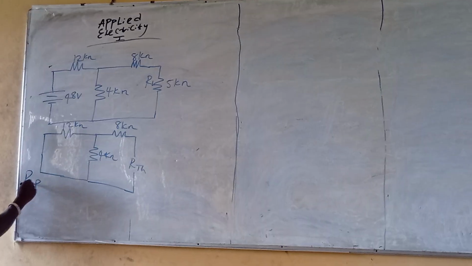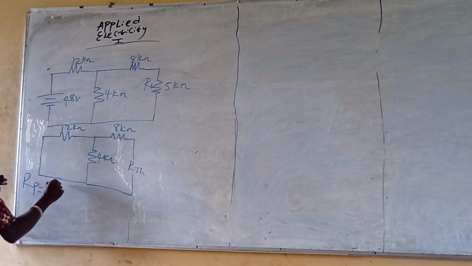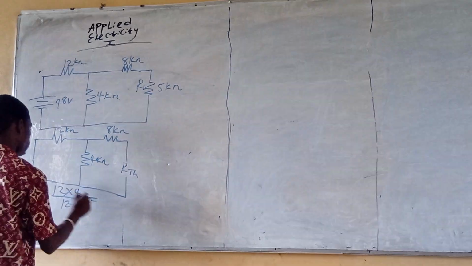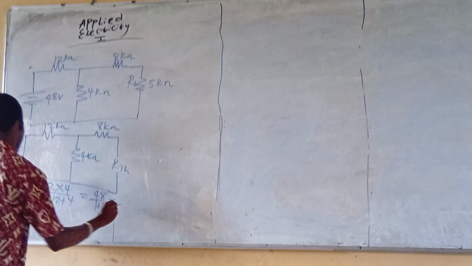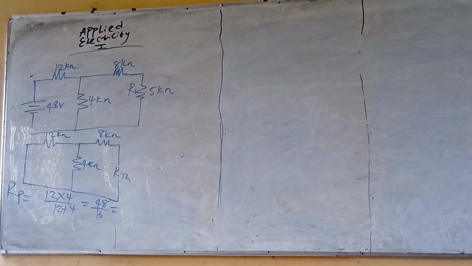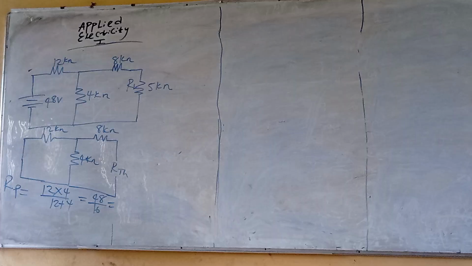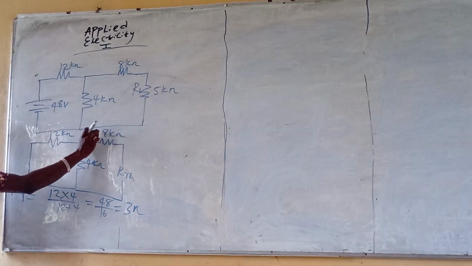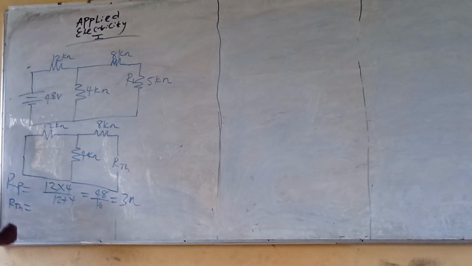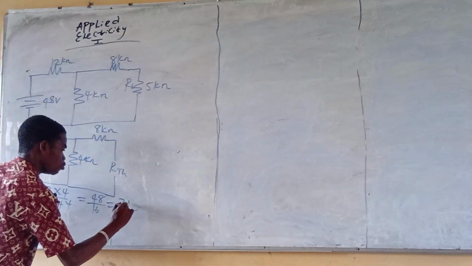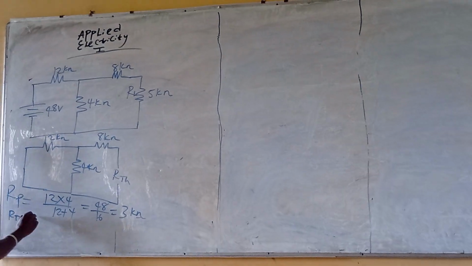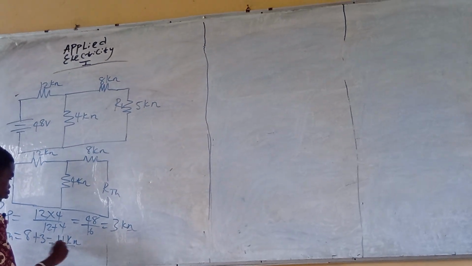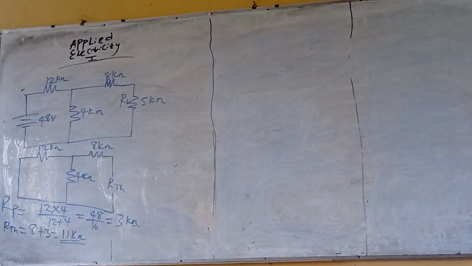So let's solve for our parallel first. Our parallel is going to be equals to 12 times 4 divided by 12 plus 4. So this is going to be 48 divided by 16, which is 3. So this is 3 kilo ohms. Combine it with this, we'll get our Thevenin's resistance. Thevenin's resistance is going to be equals to 8 plus 3. So that's going to be 11 kilo ohms. Okay. So we've gotten our Thevenin's resistance.